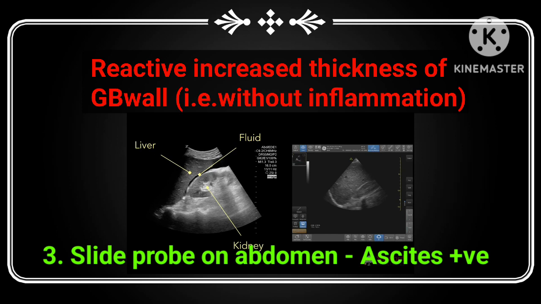Third, search for its cause. Why is the gallbladder wall thickened, that is more than 3 mm, with sandwich appearance without any gallstone? Most of the cases it is due to non-inflammatory conditions. At that time you search for free fluid inside the peritoneal cavity.